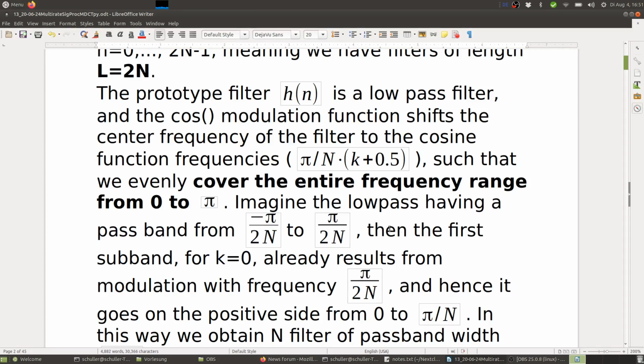Yeah, so then the first subband for k equals 0 already results from modulation with frequency pi over 2n. Right, look at this equation, k equals 0, then we have pi divided by n times 1/2, and that is pi divided by 2n. So this one here. So that means we shift those boundaries to the positive and negative side. So then we have a passband from 0 to pi over n for the positive, and from 0 to minus pi over n for the negative frequencies.